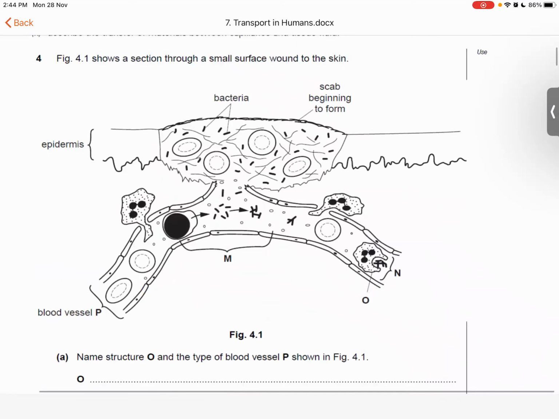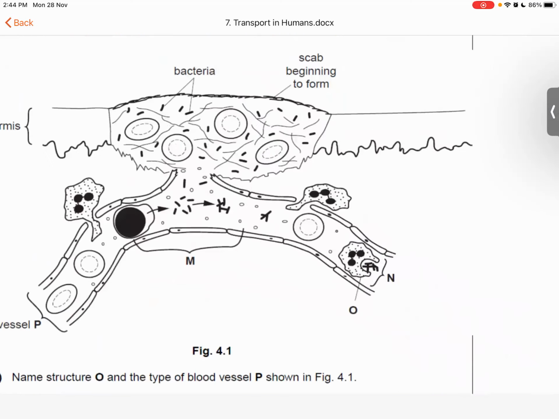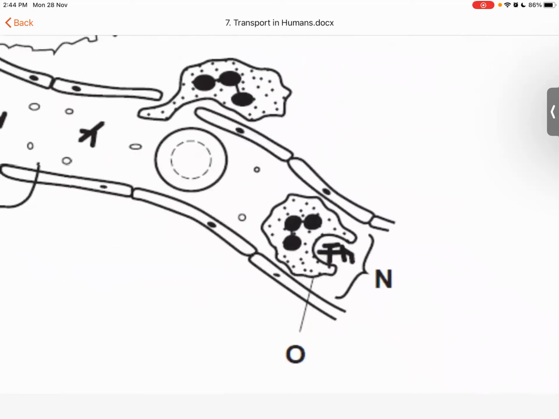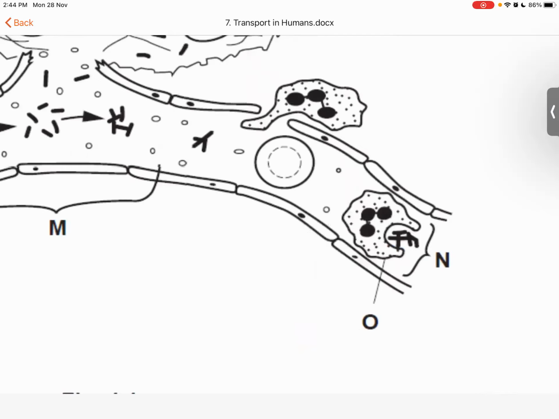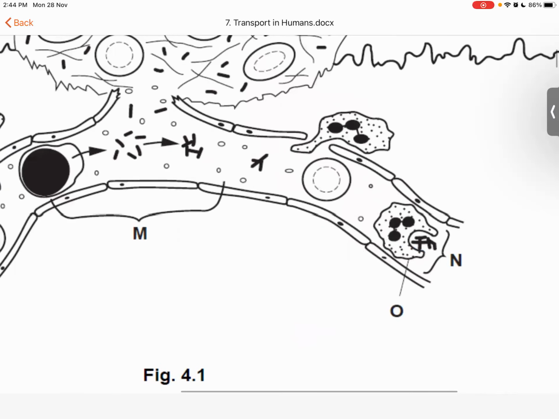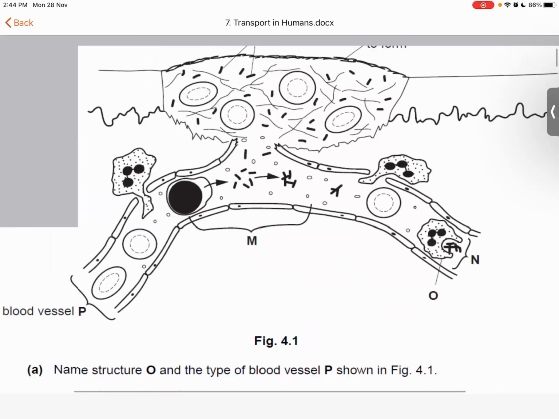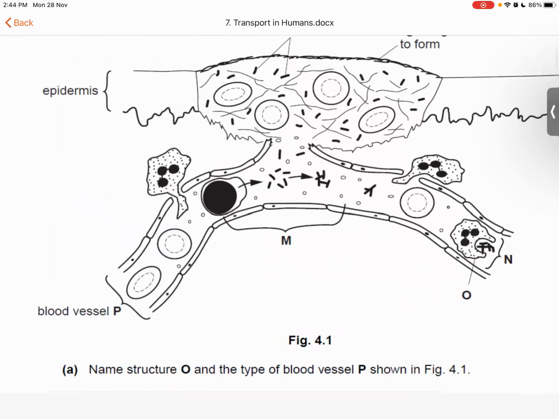Although we are doing transport in mammals, this is a question with a bit of mixing of immunity, so we will also revise immunity here, right? So doesn't this look like a white blood cell which is trying to engulf, or do phagocytosis of, bacteria, rod-shaped bacilli? Yes, Miss. Right? Okay, so the structure O is a white blood cell, a phagocyte.